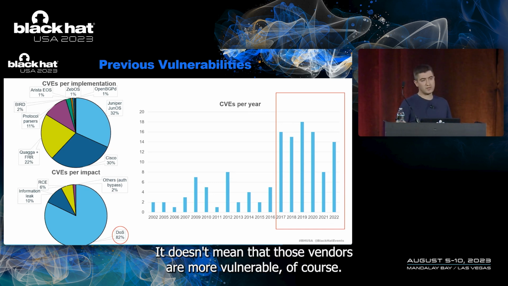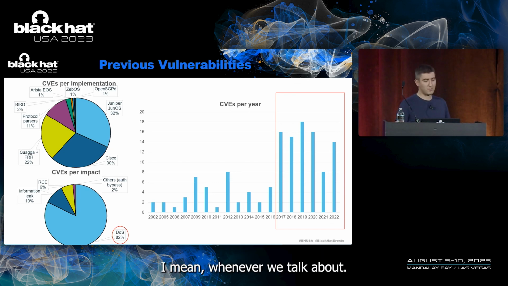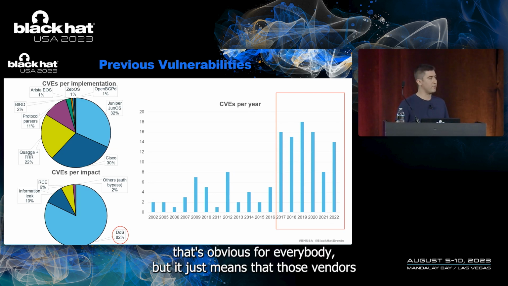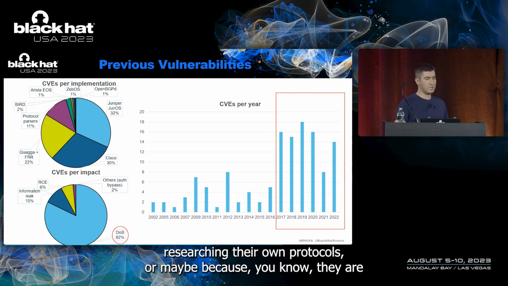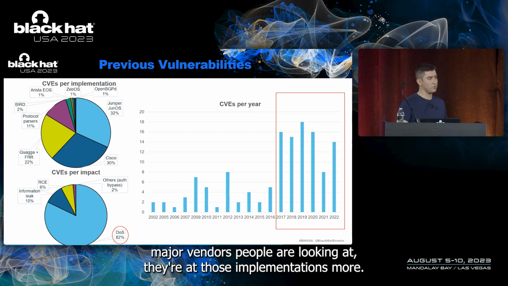It doesn't mean that those vendors are more vulnerable, of course. Whenever we talk about vulnerability disclosure, I believe that's obvious for everybody, but it just means that those vendors maybe are more transparent, or maybe are doing more research in their own protocols, or maybe because they are major vendors, people are looking at those implementations more.